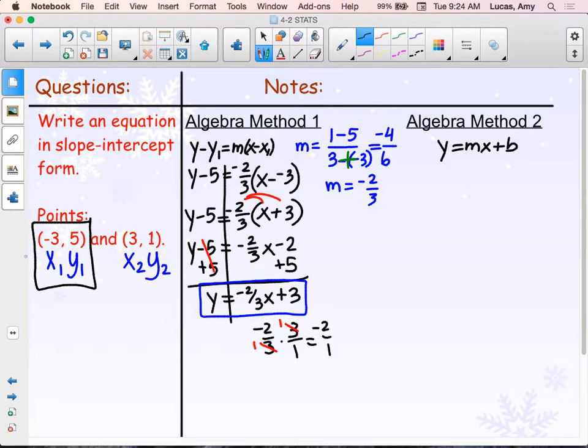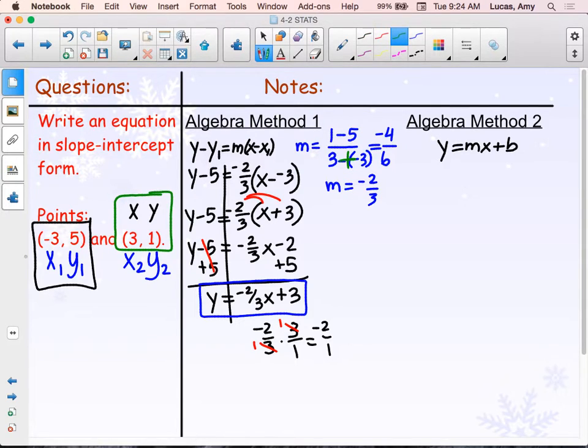Now, let's say that you don't like that point slope method. Once you've got the slope and you can choose either one of the points to use, plug it in point slope and solve it for y. Maybe you don't like that. Maybe you want to go with the algebra method number 2. On algebra method number 2, I need to use one of the points to represent x and y. So I am going to use the second one because they're both positive.